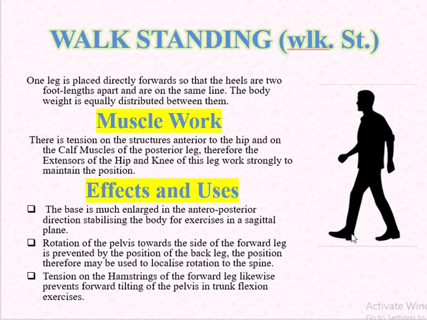Effect and uses. The base is much enlarged in an anterior posterior direction, stabilizing the body for exercises in a sagittal plane, because, as you know, this is a sagittal plane and frontal axis position, for flexion and extension exercises. Rotation of the pelvis towards the side of the forward leg is prevented by the position of the back leg, and the position may therefore be used to localize rotation to the spine. Tension on the hamstrings of the forward leg likewise prevents forward tilting of the pelvis in trunk flexion exercises.